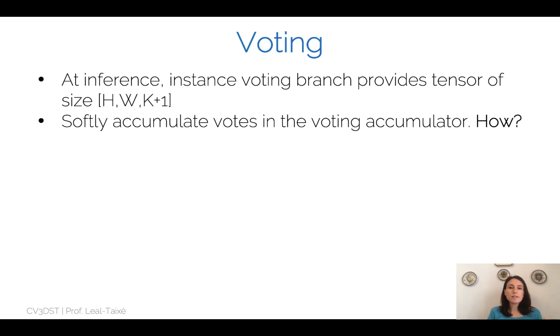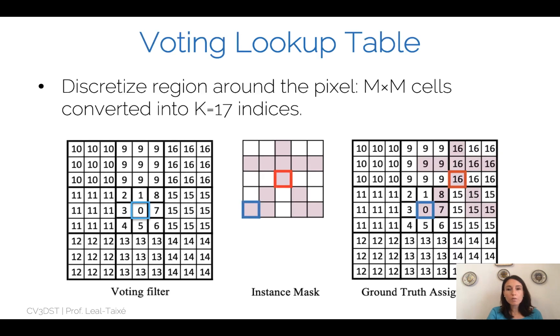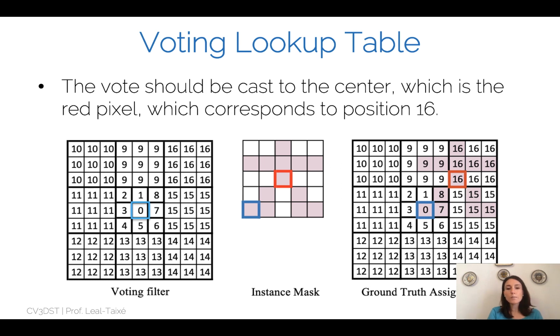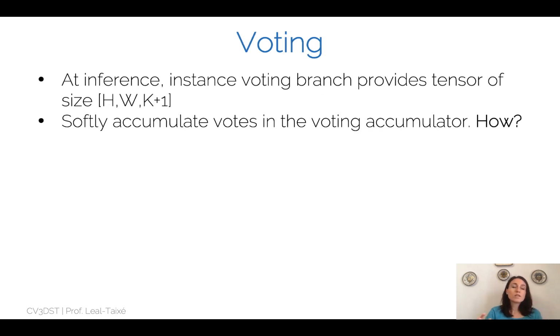Now at inference, the instance voting branch actually provides a tensor. This tensor has size H by W, so image size, and the number of channels is K plus 1. So essentially K positions, remember we had 17 indices here, so 17 positions that I can vote for, plus 1, which is basically for all the classes that are not countable, so the sky, the grass, or the road.